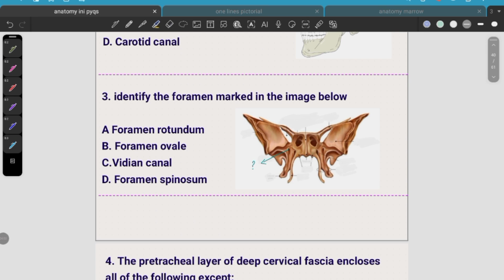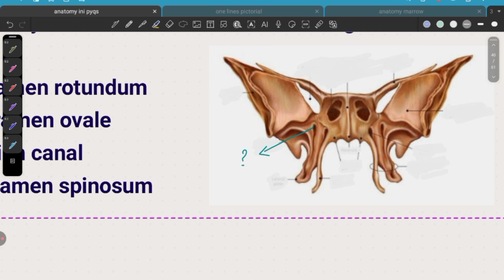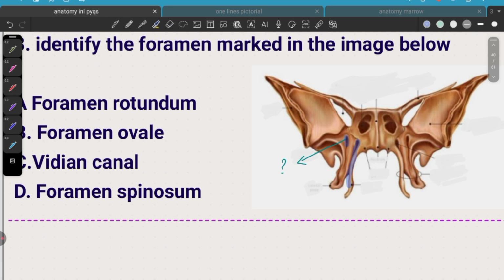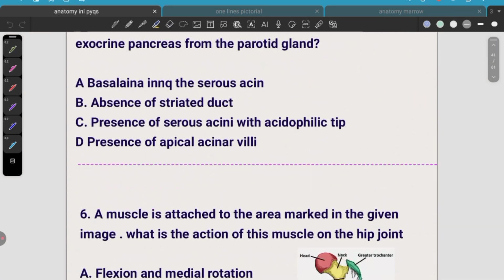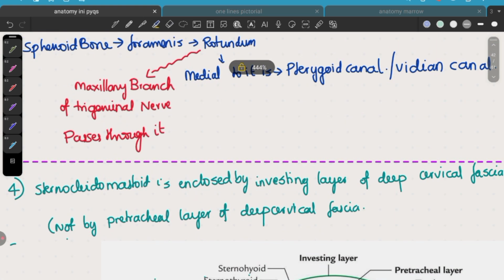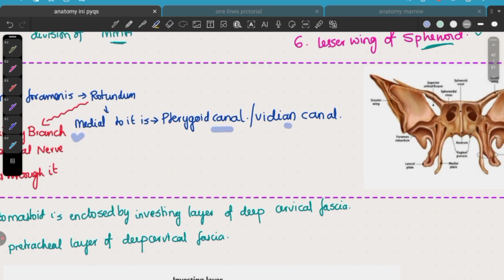Identify the foramen marked in the image below. This is the sphenoid bone they have marked. The medial side is the pterygoid canal, and lateral to it is the foramen rotundum. What structures come through the foramen rotundum? The maxillary branch of the trigeminal nerve passes through it, whereas in the pterygoid canal, the nerve of the pterygoid canal passes through it.